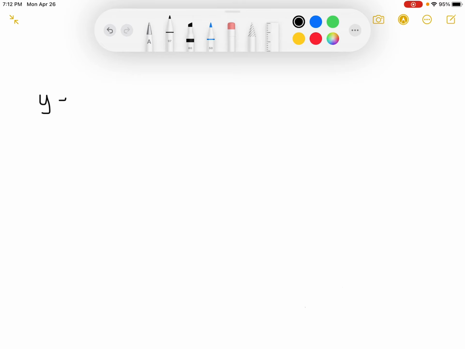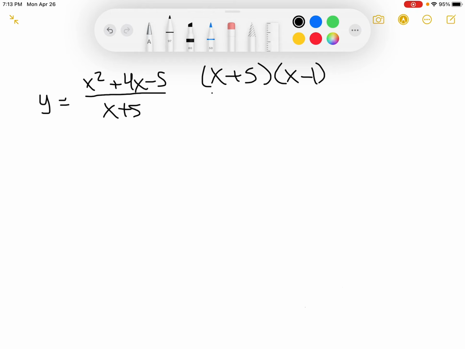Let's look at one. Let's say we had y equals x squared plus 4x minus 5 divided by x plus 5. Once you factor, you would get x plus 5 times x minus 1, divided by x plus 5. I was about to use this example in the other video, and I realized it would create a hole. Obviously, we can see that we would cancel out those, but that means that we have a hole.